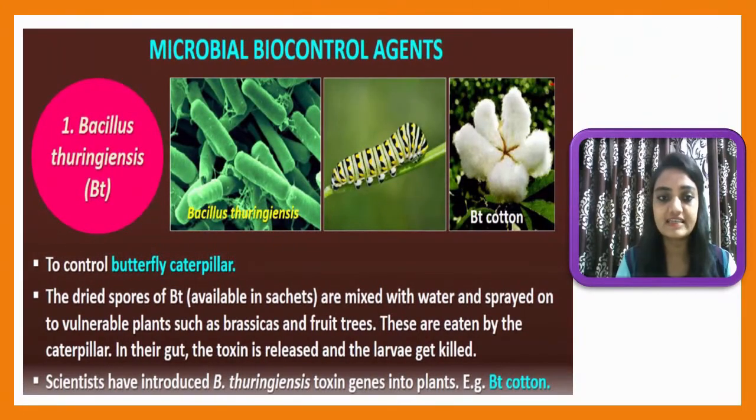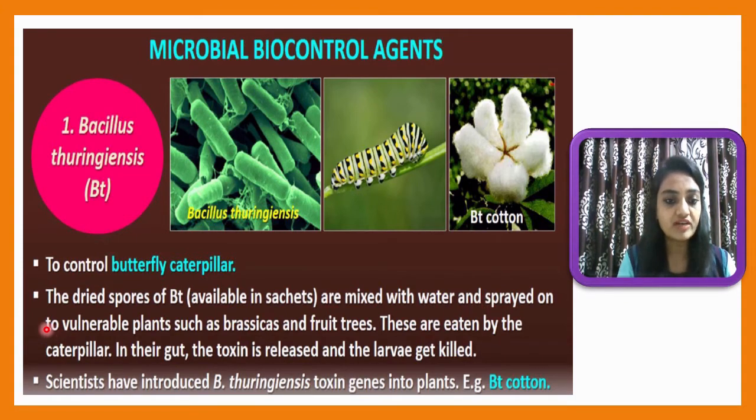Now we will discuss some microbial biocontrol agents one by one. The first organism which may be used as a biocontrol agent is Bacillus thuringiensis. In short, it may be called BT. It will control the butterfly caterpillar. Here you can see this is a butterfly caterpillar. The dry spores of Bacillus thuringiensis, available in the form of a sachet, are mixed with water and sprayed on the farm.